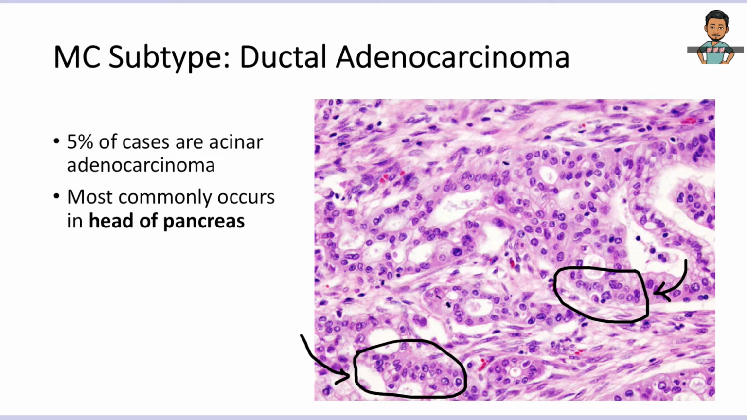So there's different subtypes of cancers in the pancreas. We have the endocrine cancers, including insulinomas, glucagonomas, but today we're talking about the exocrine cancers. The most common subtype of the exocrine cancer is a ductal adenocarcinoma. In 95% of cases, patients are going to have ductal adenocarcinomas, and in 5%, it's going to be acinar adenocarcinomas. So the pancreas has different parts: the head, the body, and the tail. Most commonly, pancreatic cancers occur in the head of the pancreas, so remember that.